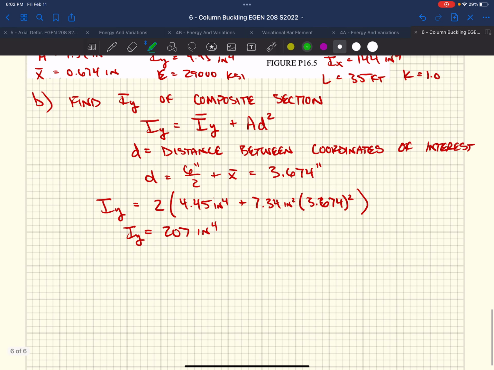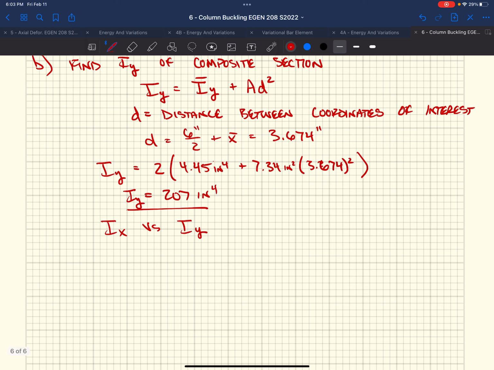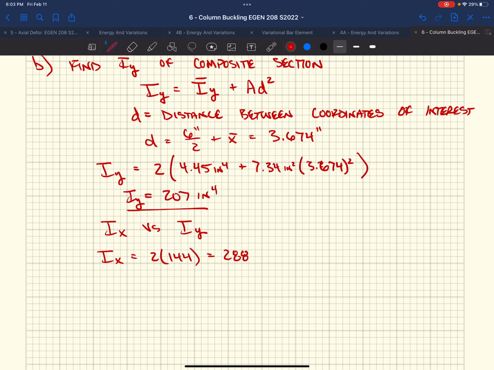So now that we have I sub y composite, we can really just compare I x versus I y to see which one is more. Well, if you look at I x, if we have 2 columns, I x is now going to be twice 144, or 288 inches to the 4th. Well, that's greater than 207 inches to the 4th. Well, what does that mean? Well, that means that I sub y still controls capacity.